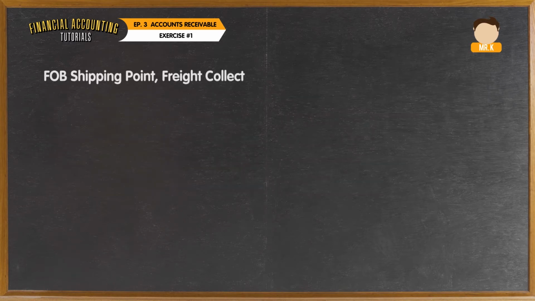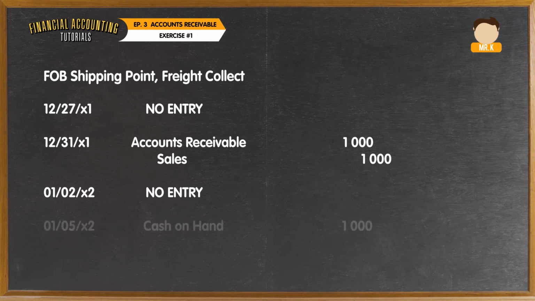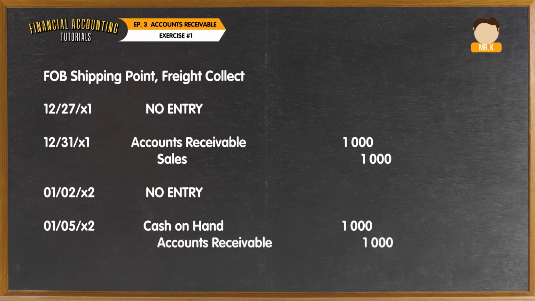For FOB shipping point freight collect, on December 27, 2011, there would be no entry. On December 31, 2011, a debit to accounts receivable and a credit to sales, both in the amount of 1,000 pesos. This is to record the sale on account. Now on January 2, 2012, there would be no entry as well. On January 5, 2012, a debit to cash on hand and a credit to accounts receivable, both in the amount of 1,000 pesos. This entry is to record the settlement of accounts receivable.